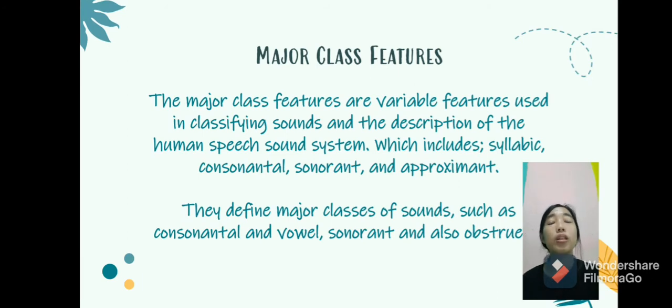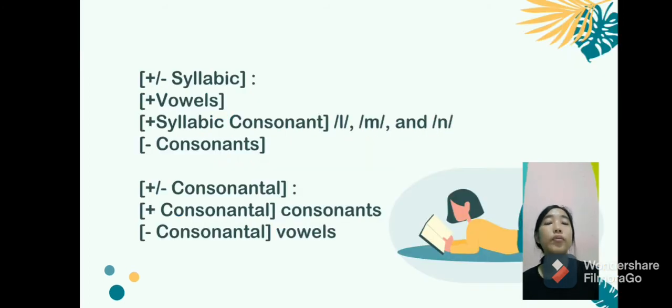So we will talk about the major class features. What is that? The major classes of sound that are relevant in phonological analysis. Phonological features include consonantal and non-consonantal, syllabic and non-syllabic, and sonorants and non-sonorants. So we'll talk about the first one, consonantal and non-consonantal.